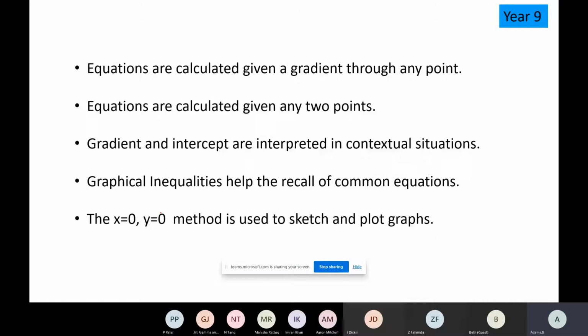We also show them the x is 0, y equals 0 method for drawing a straight line. When you've got equations in, say, that form, 2x plus 3y is 12, we'd recommend just making x equals 0 and then y equals 0, getting 2 coordinates and joining them together, and that links well to graphical inequalities. So that's our year 9.